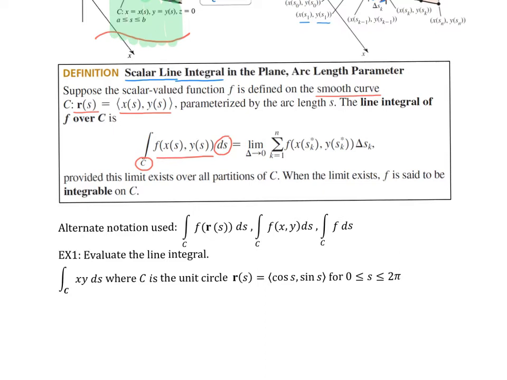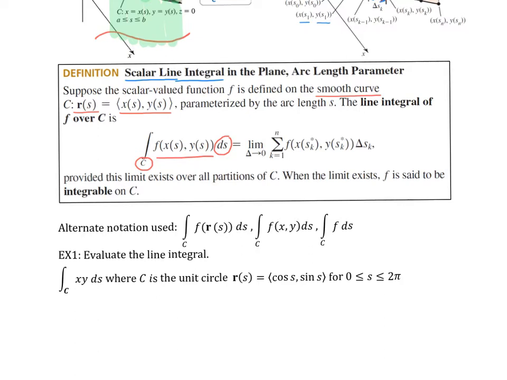And the reason why we want the curves to be smooth is we don't want sharp corners or cusps, because remember that it's not differentiable at a corner or a cusp. So if the curve does change direction and there's a corner or a cusp, you have to define the integral in pieces. So you have to separate it into pieces.